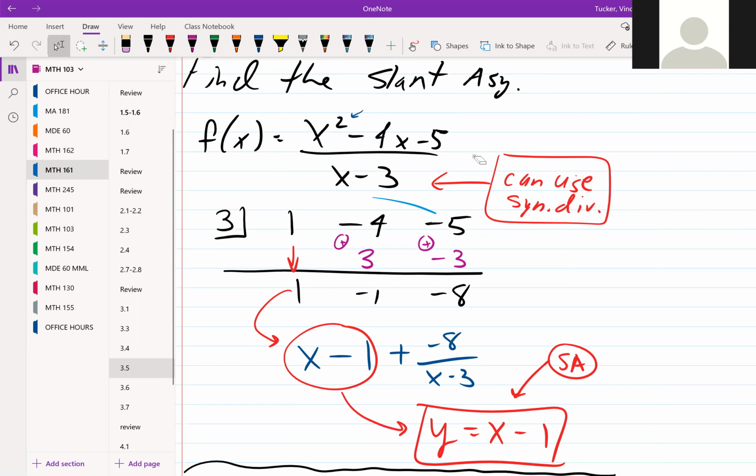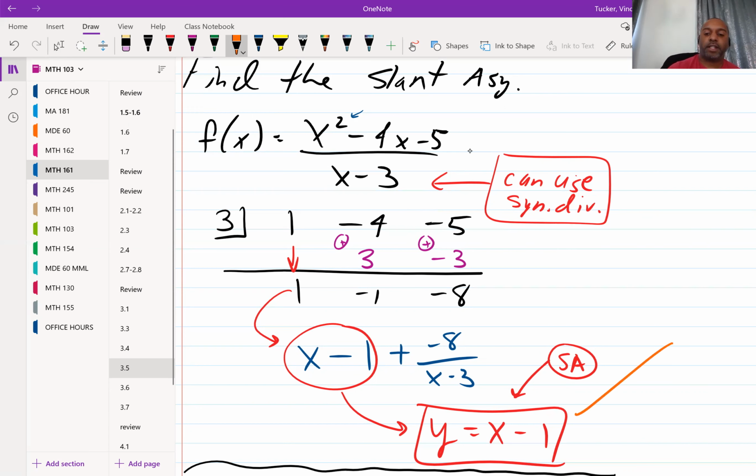So how will we tell when they want the answer that includes the remainder or the answer that doesn't include the remainder? Will they specify that? Well, the only time you include the remainder is if they actually want you to divide. If they say divide and they want the answer, that wouldn't be this section. This section is just asking for the asymptote. So for that first section that we did, you would give this whole answer, but in this section, all you would give is x minus 1. Good question.